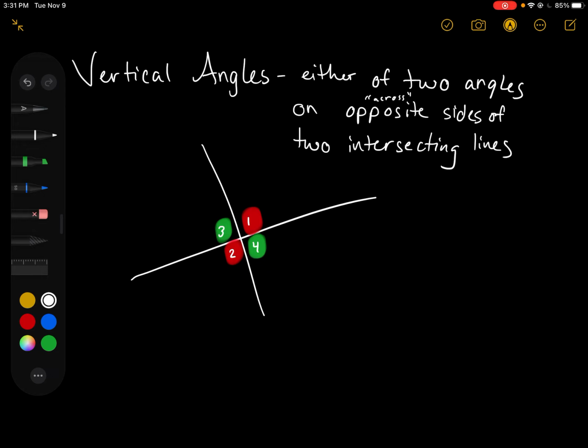So this helps us because vertical angles are equal to each other. So we can say angle 3 is equal to angle 4. Angle 1 is equal to angle 2.